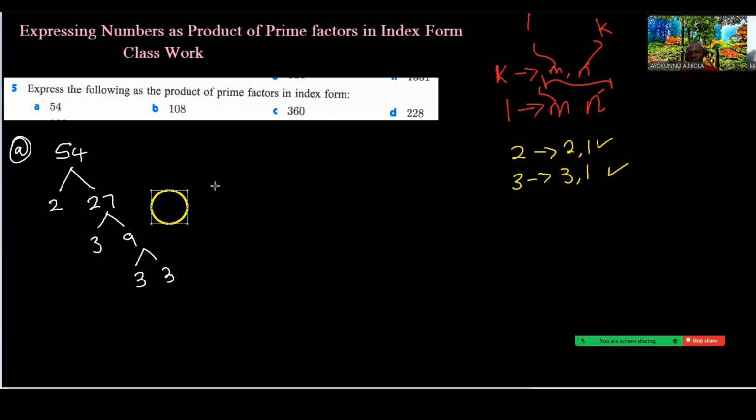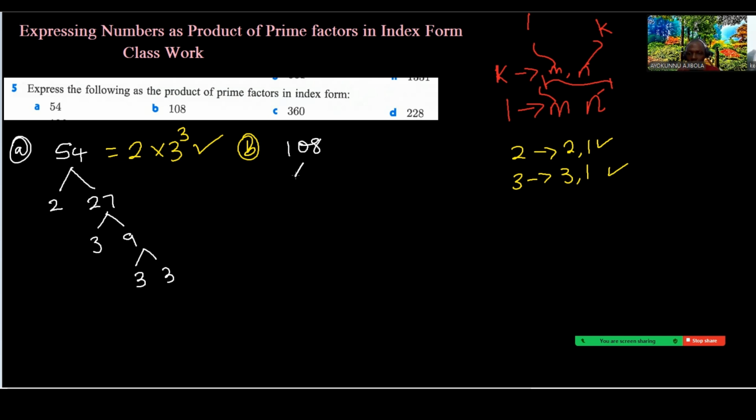3. So now to express this given number as a product of its primes, we are going to write 54 equal to 2 times 3 raised to the power 3. That's an index form. Is that clear? Good. Let's look at the second one before I give you the one you're going to try.